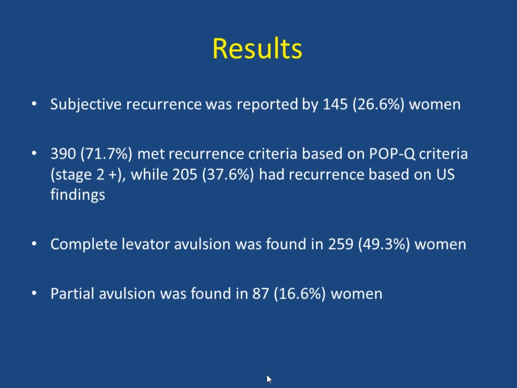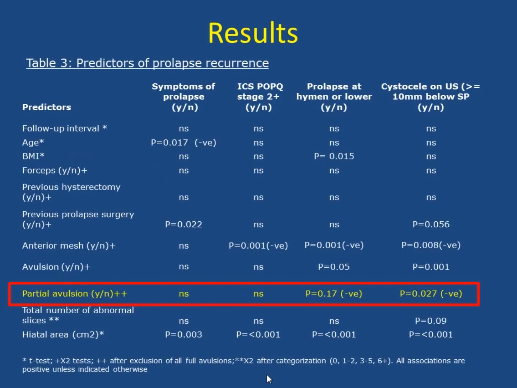Postoperatively, 26.6% of women reported symptoms of prolapse. 71.7% of women met objective recurrence criteria based on POP-Q stage of 2 or more. Complete levator avulsion was noted in almost half of all the women, and partial avulsion was much less common, present in 16.6% of women. Partial avulsion, highlighted here, was not associated with an increased risk of prolapse recurrence by any definition. Hiatal area was found to be a risk factor for prolapse recurrence by all definitions, and anterior mesh decreased risk of prolapse recurrence.